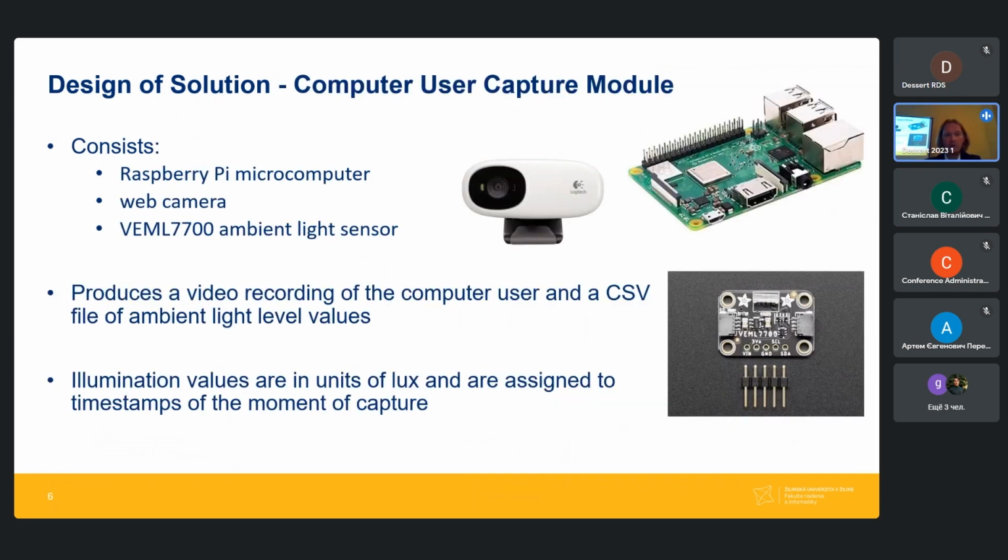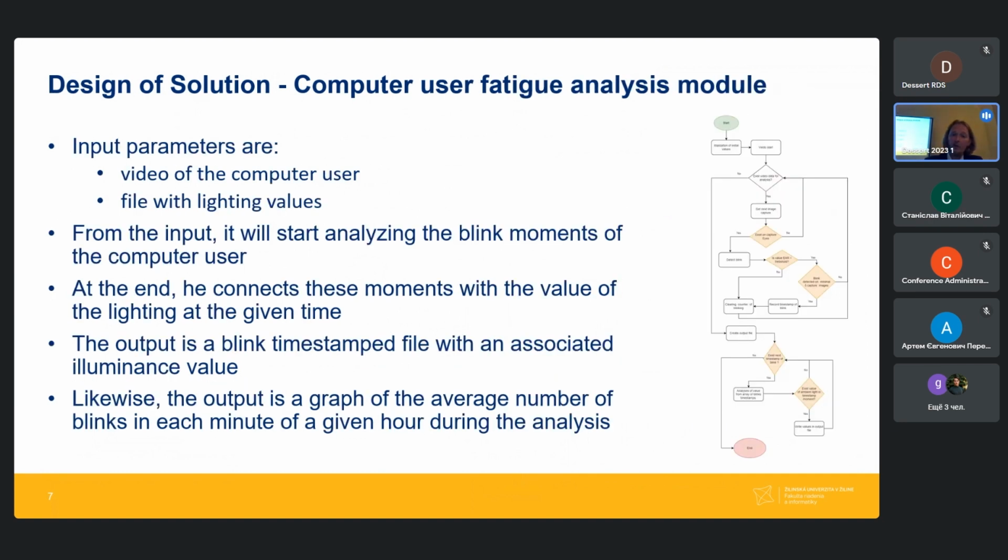The first module consists of hardware: a Raspberry Pi microcomputer, a web camera, and an ambient light sensor. This module produces a video recording of the computer user and a CSV file of ambient light level values. The illumination values are in lux and are assigned to timestamps at the moment of capture. The second module, the computer user fatigue analysis module, takes these two inputs: the recorded video of the computer user and the file with lighting values with timestamps.